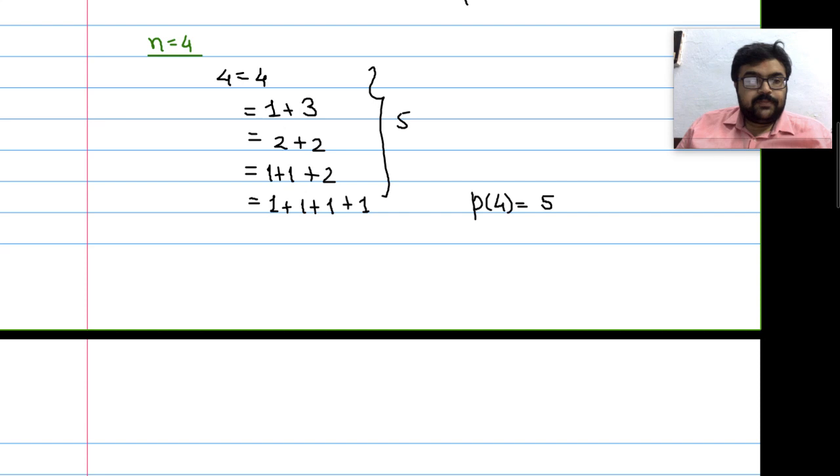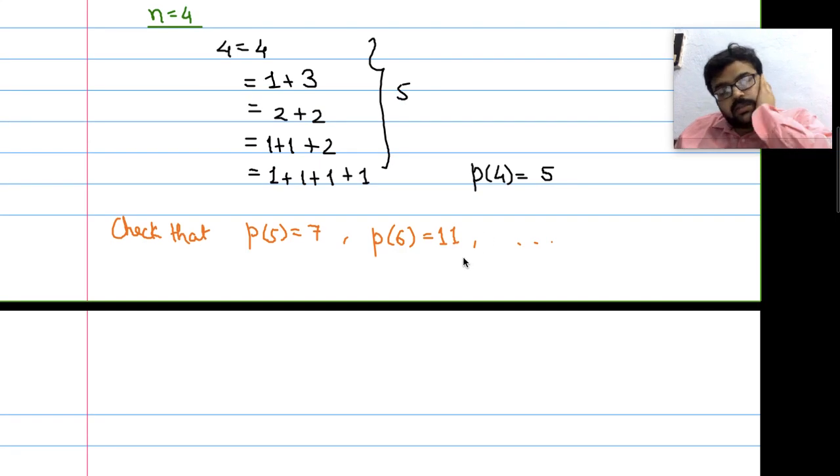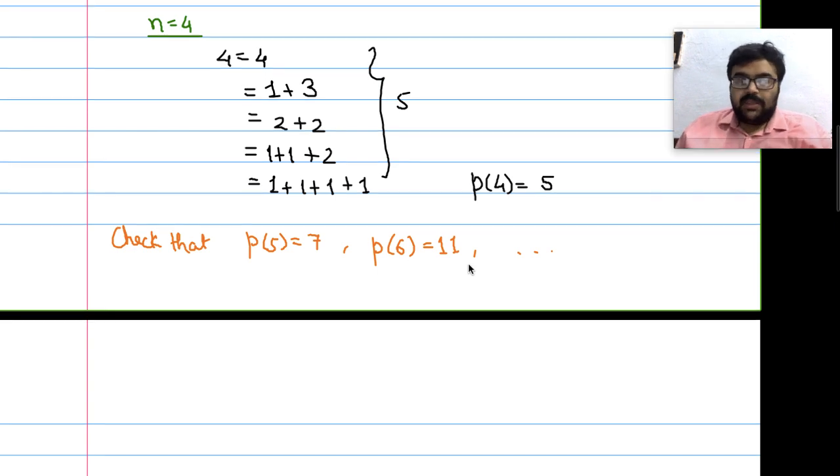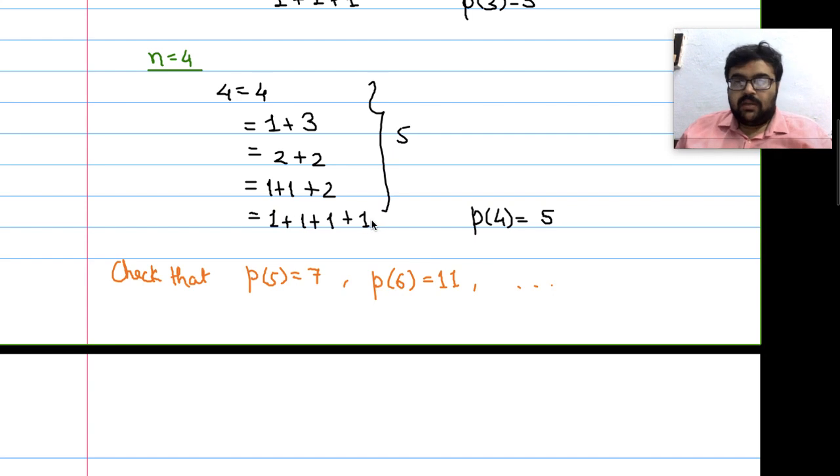Similarly, check that p of 5 is 7, and check whether you are getting 11 for p of 6, and so on. We can also check others, but I think up to 6 it is good to remember, and it is comparatively easier to compute by hand. Beyond 6 it becomes clumsy. We may miss some partition or repeat some partition, so it becomes difficult.